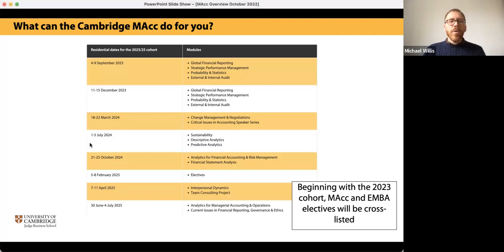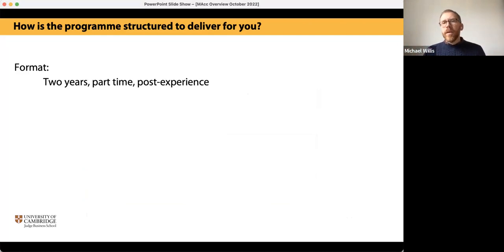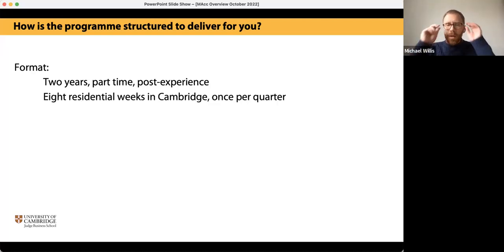All right, so that's an overview of what our curriculum looks like and how it's different from what you might see in other programs. So what's the program structured like? The format is 2 years. It's a part-time program. It's a post-experience program, so all of our students have some work experience. Our students come to Cambridge for 8 residential weeks across the 2 years. So roughly once per quarter, they visit Cambridge and spend the week here.